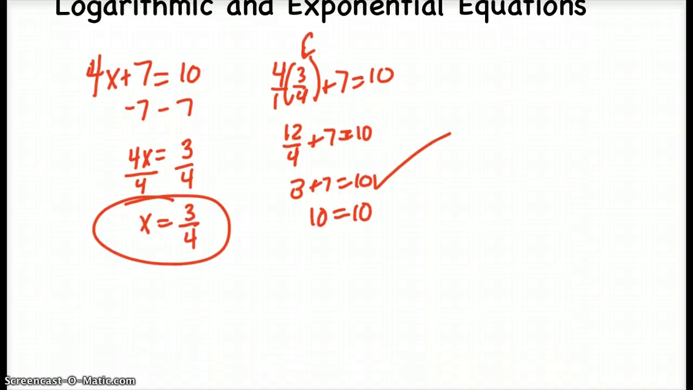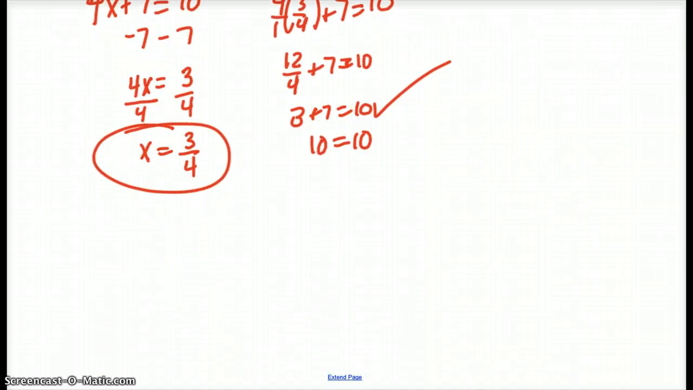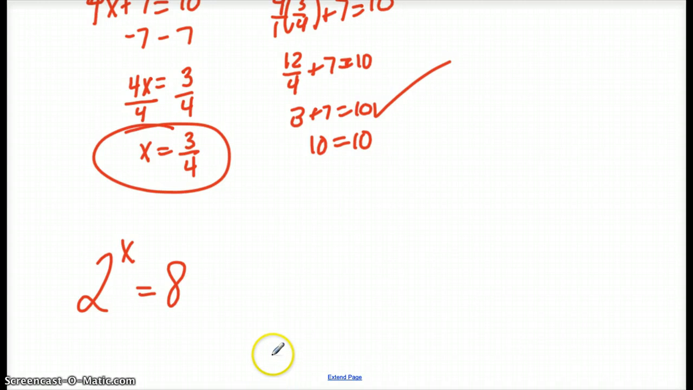So why is today any different? Well, let's say that I gave you the equation 2 to some power x equals 8. So this x is not being multiplied to the 2, it's 2 raised to the power of x. So you should know that. What could I raise 2 to get 8? So in your head, you should be able to know that x equals 3 in that situation.